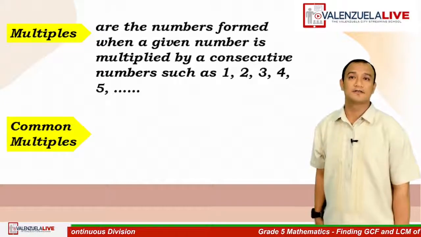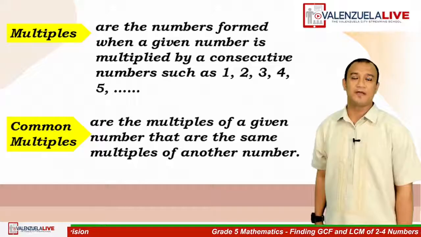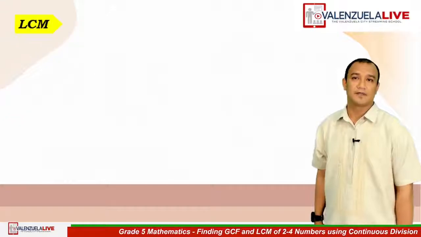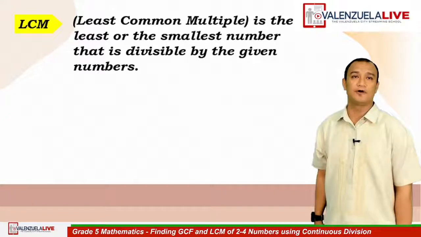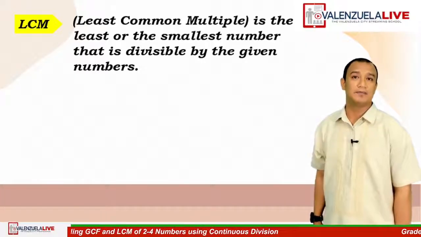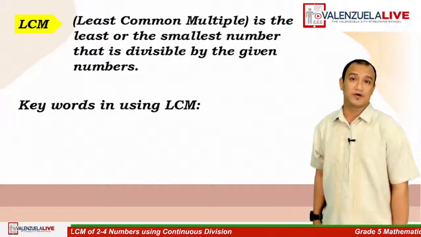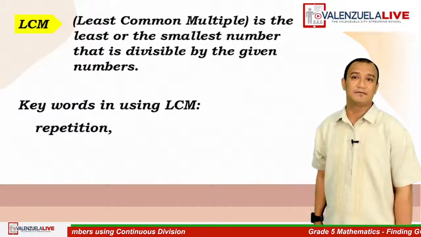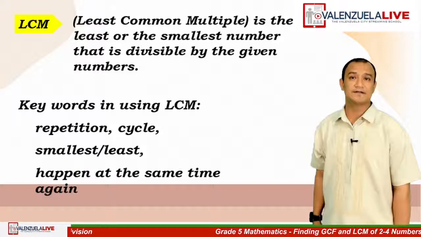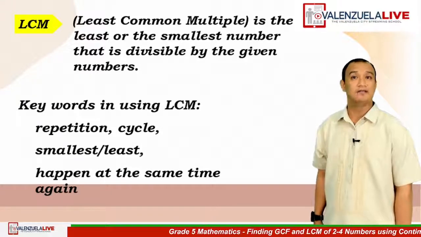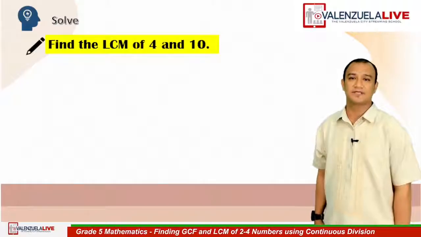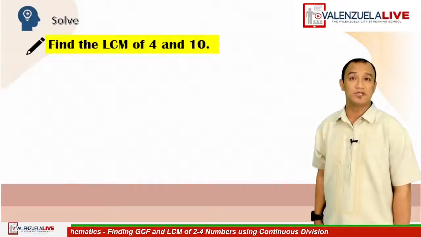And common multiples are the multiples of a given number that are the same multiples of another number. And the LCM or least common multiple is the least or the smallest number that is divisible by the given numbers. Some keywords used in finding the LCM are repetition, cycle, smallest or least, happen at the same time, and again. Now, let us solve the problem by following the steps in finding LCM using continuous division.